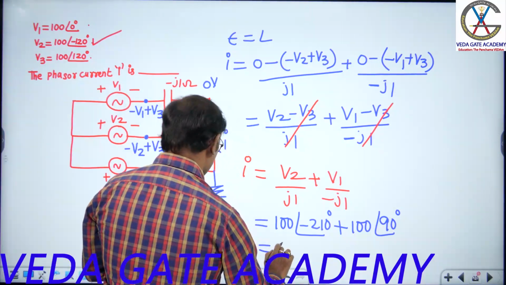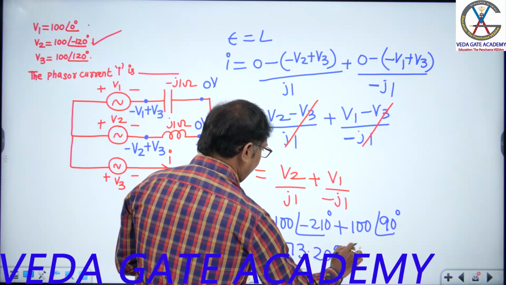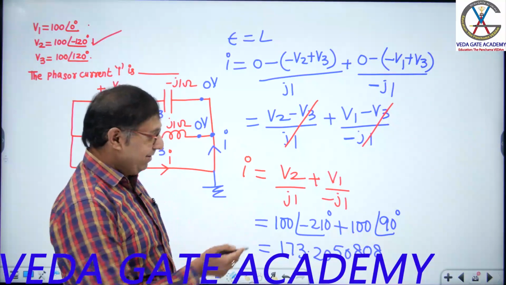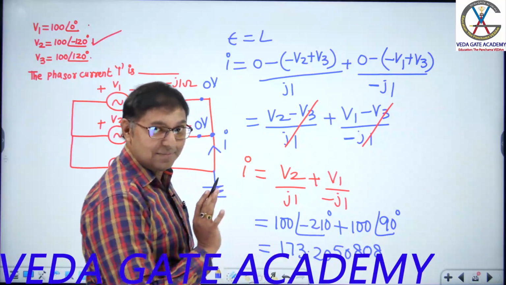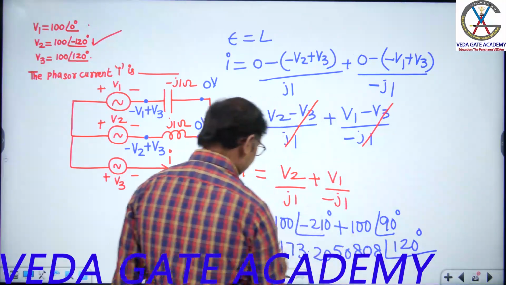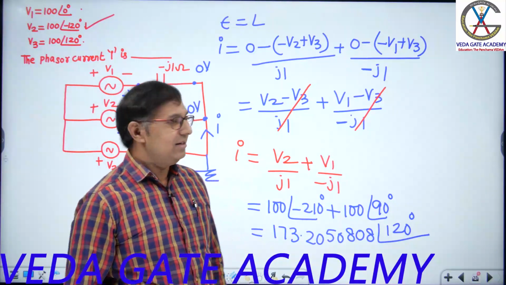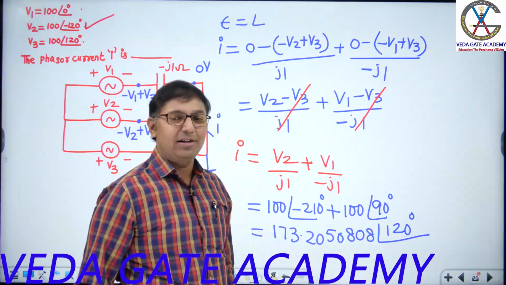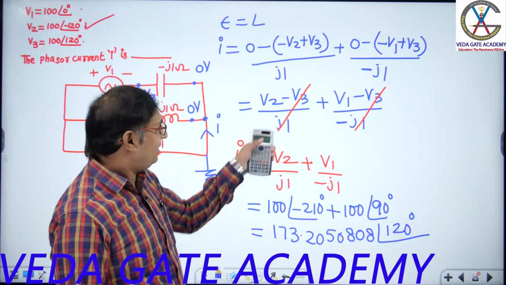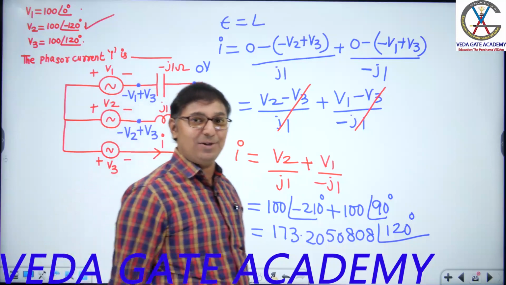173.2050808. So even if you try, you will get the same, at an angle of 120 degrees. Many people, even after these two elements cancel, keep on substituting the values, wasting a lot of time getting the answer. When terms are getting cancelled, always make the expression simple. Okay, let's go to the next question.